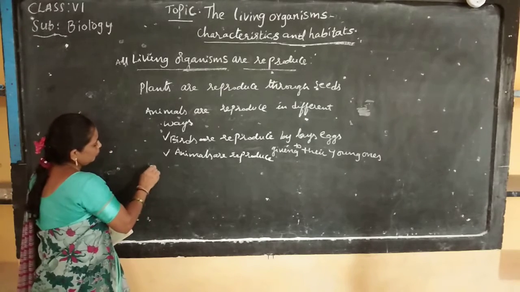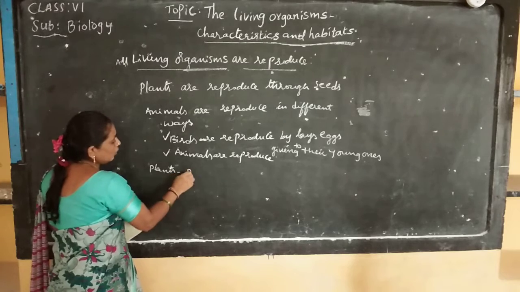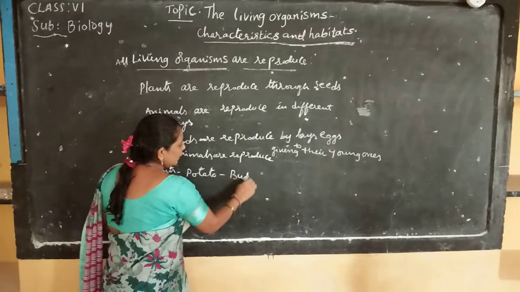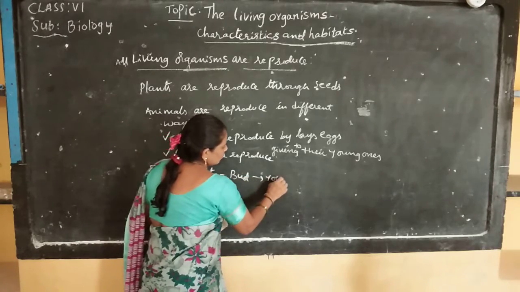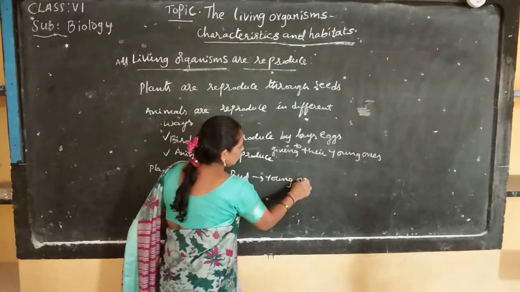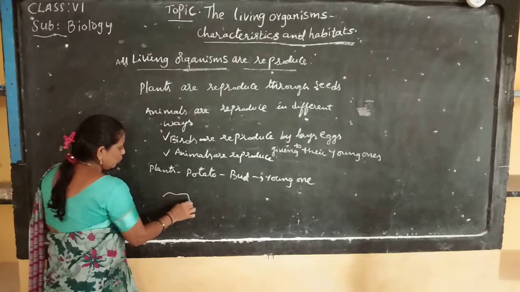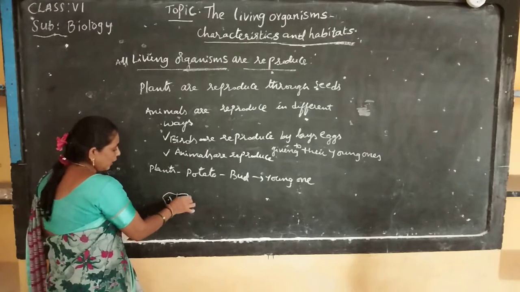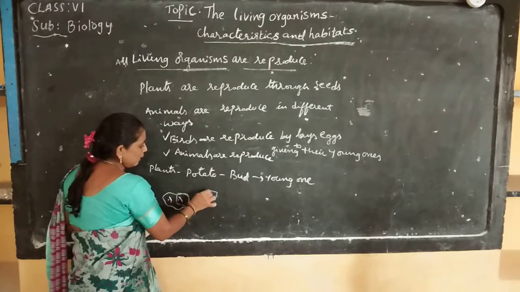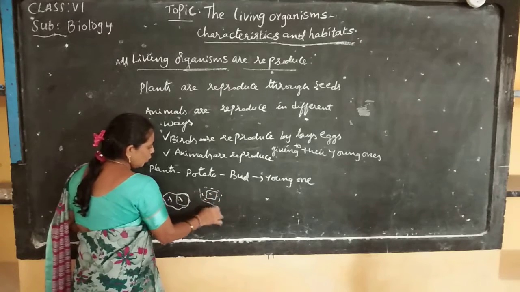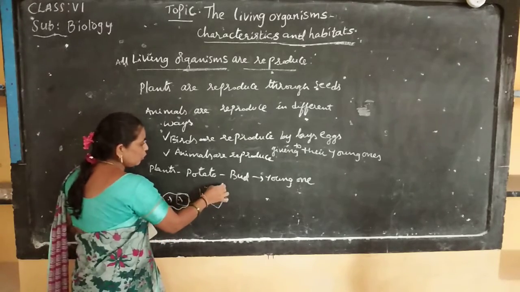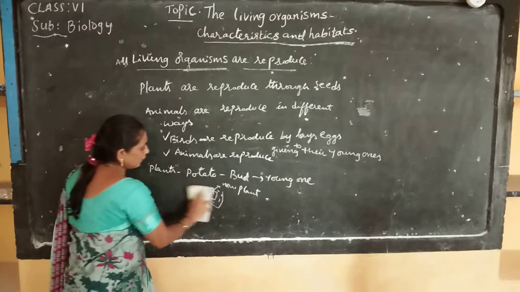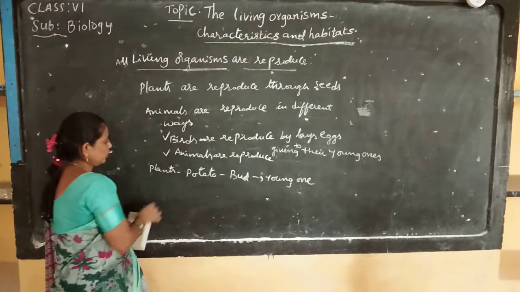Next, plants. Plants like potato. Potato bud. The bud gives rise to a young one. Then the potato has small eyes. A part with an eye is cut into small pieces and planted in the soil. After some days it develops into a new plant, a new potato plant.